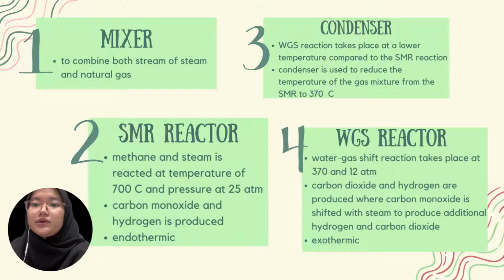Next, the mixture will pass through a condenser since the WGS reaction will take place at a lower temperature compared to the SMR reaction. Hence, the condenser is used to reduce the temperature of the gas mixture from the SMR to 370 degrees Celsius. Next, the mixture will undergo the water gas shift reaction at 370 degrees Celsius and 12 atm at the WGS reactor. Here, carbon dioxide and hydrogen are produced while carbon monoxide is shifted with steam to produce additional hydrogen and carbon dioxide, and the reaction is exothermic.